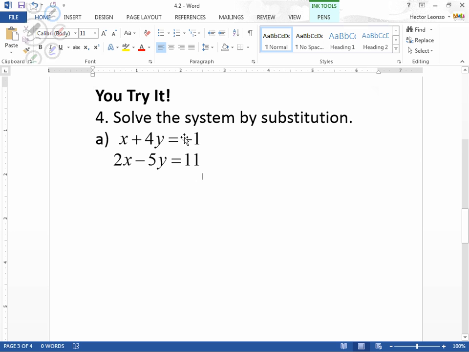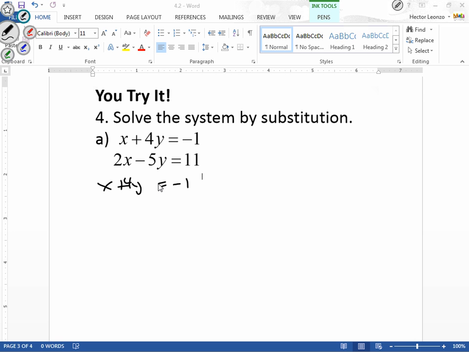So looking at my first equation, let me write x plus 4y is equal to -1. I can easily get the x by itself if I move the 4y to the other side. So I'm going to have that x is equal to -4y minus 1. So once again, the first equation, this one, I don't have it.